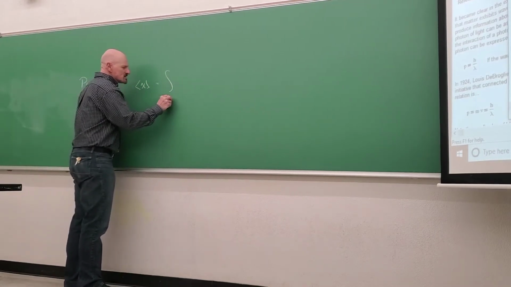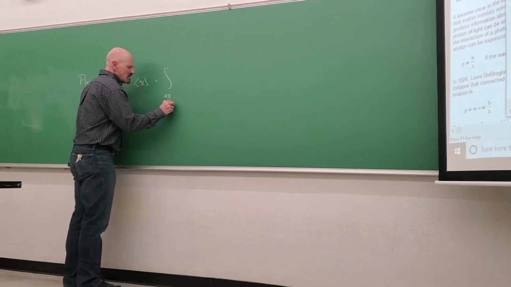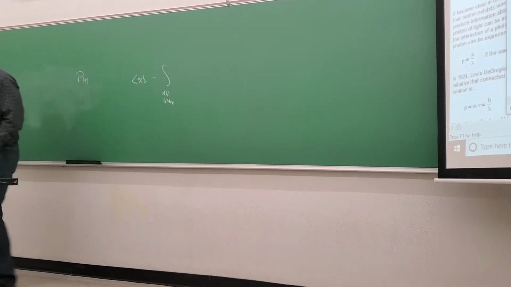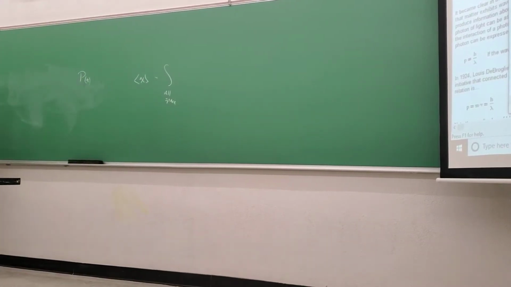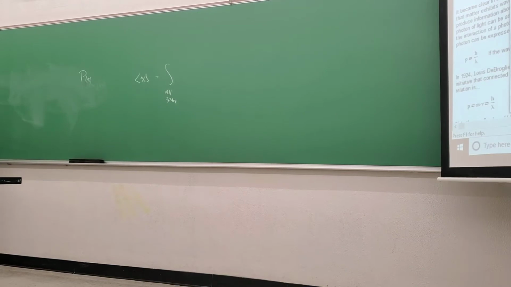Over all space, right? All space is a variable term. For a periodic system, it could be 0 to 2 pi. If I have a limited system of a certain distance, it could be 0 to that distance. I could have all space, 0 to infinity. But that's going to vary with the problem, so I'll just say in general all space.